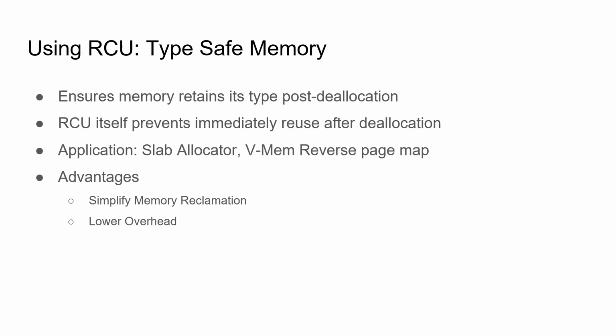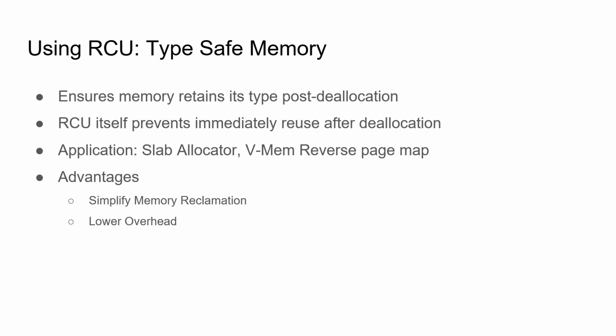Type-safe memory is an innovative approach to managing memory, particularly in lock-free algorithms. This concept is crucial for ensuring the memory retains its type even after it has been deallocated, thus preventing its immediate reuse for different purposes. A notable example of type-safe memory in action is the reverse page map in the Linux virtual memory system. The page memory retains its type after it has been deallocated. It remains the same type until the last RCU reader releases the lock.